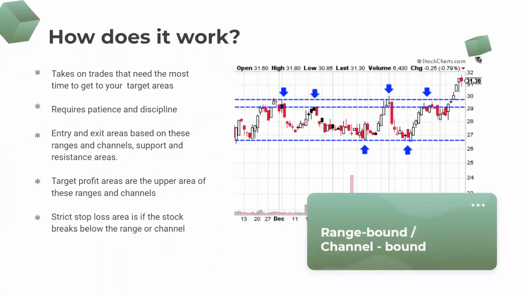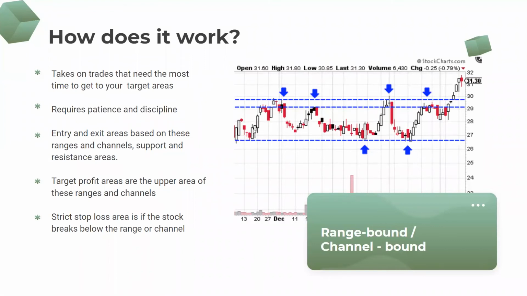So how does this work, guys? This is basically our consolidation area. You could use this on daily charts, or you could use this through intraday if you got some big fluctuations here. So how does it work? You're taking on trades that need the most time to get to your target areas. This is the one that requires the most patience and the most discipline. These are the toughest types of trades to make, and these are usually what your day trades look like.